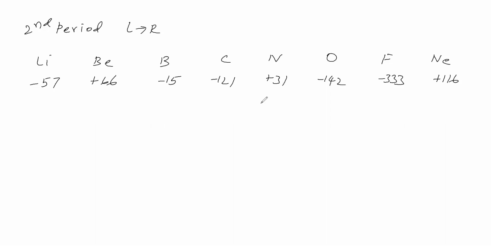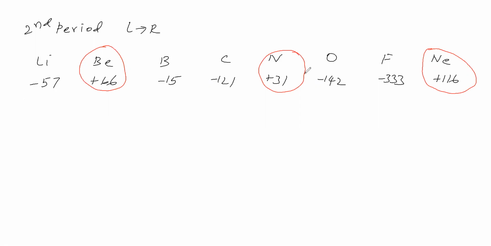In this, which ones show positive? Beryllium, nitrogen, neon. We take these as exceptional and round them off. Now the remaining cases, let's see how they behave. Here minus 57, here minus 15. Lithium to boron, there is variation.